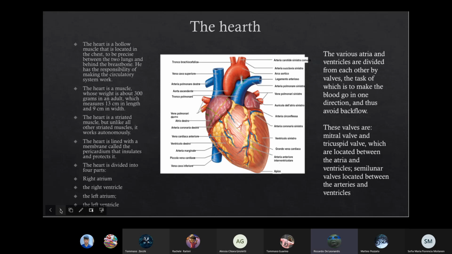The various atria and ventricles are divided from each other by valves, the task of which is to make the blood go in only one direction and avoid backflow. These valves are the mitral valve and the tricuspid valve, and between the arteries and the ventricles there are the semilunar valves.